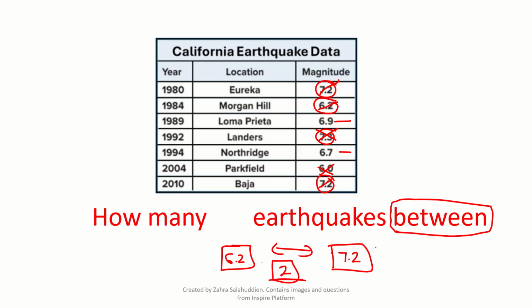So when they say between, you will find this number, you will find the other number. Anything bigger than this is out. Anything smaller than this is out. The number itself is out. And then you count anything that is left over.